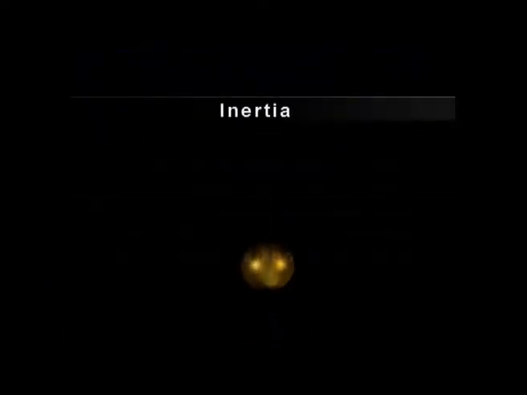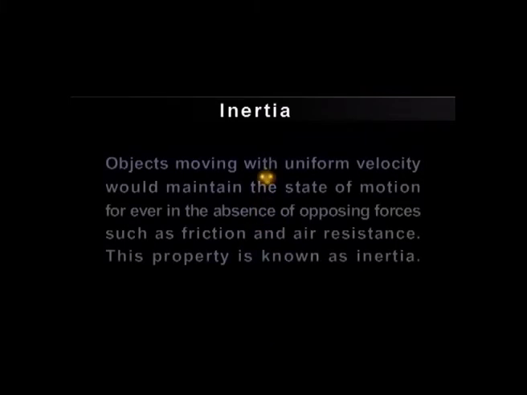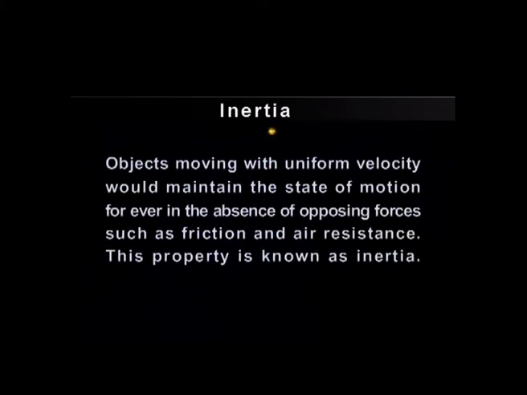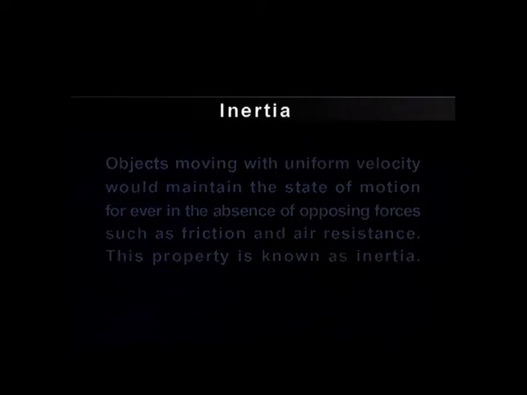Though such a situation doesn't exist in real life, Galileo reasoned that objects moving with uniform velocity would maintain the state of motion forever in the absence of opposing forces such as friction and air resistance. This property is known as inertia.